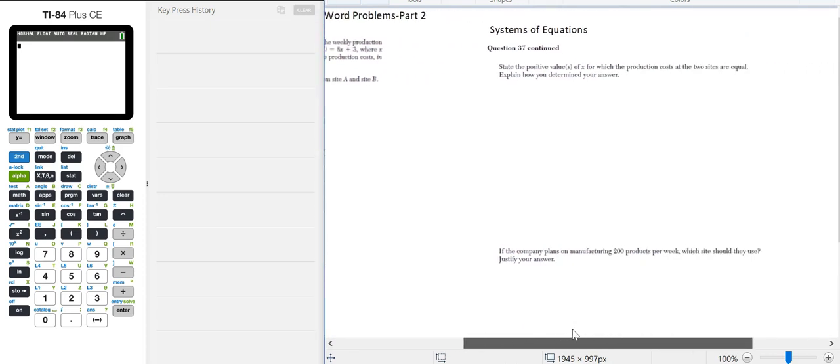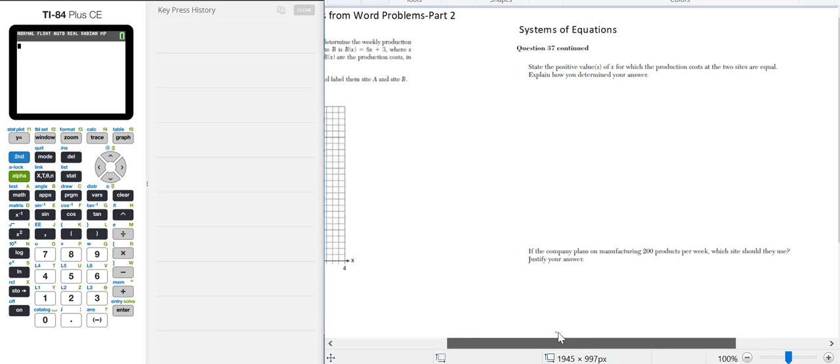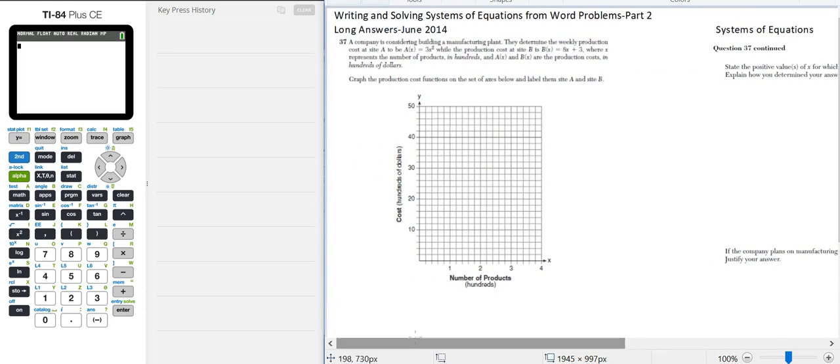Then state the positive value or values of x for which the production costs at the 2 sites are equal. Explain how you determined your answer. And if the company plans on manufacturing 200 products per week, which site should they use? Justify your answer. Let's start with the first part of the question. The first thing we need to do to answer this question is to graph A of x and B of x on the graph that we're given.